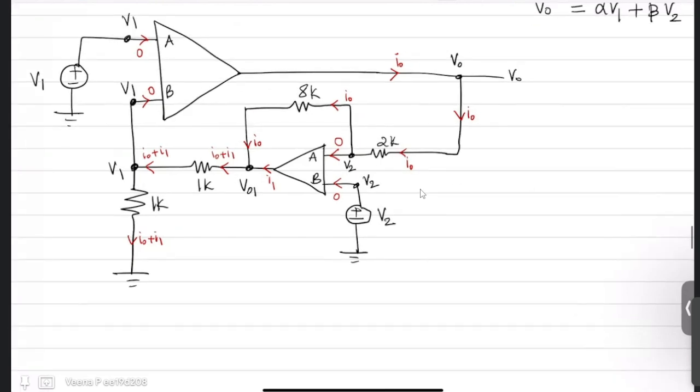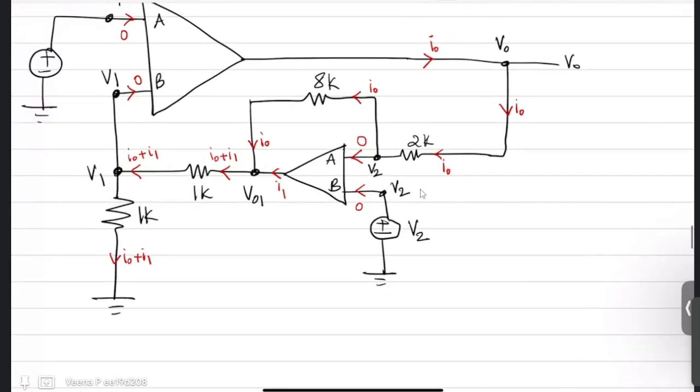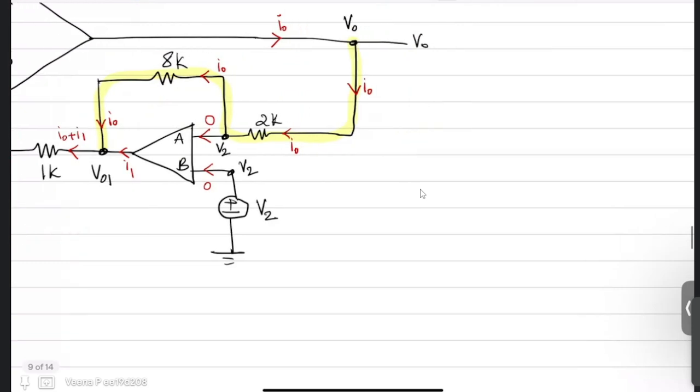Why am I writing these current names? Because you can identify which are the paths where the same currents are flowing. So the first path where the same currents are flowing is this path. So in the yellow colored path, the currents are the same. So you can apply Kirchhoff's current law.